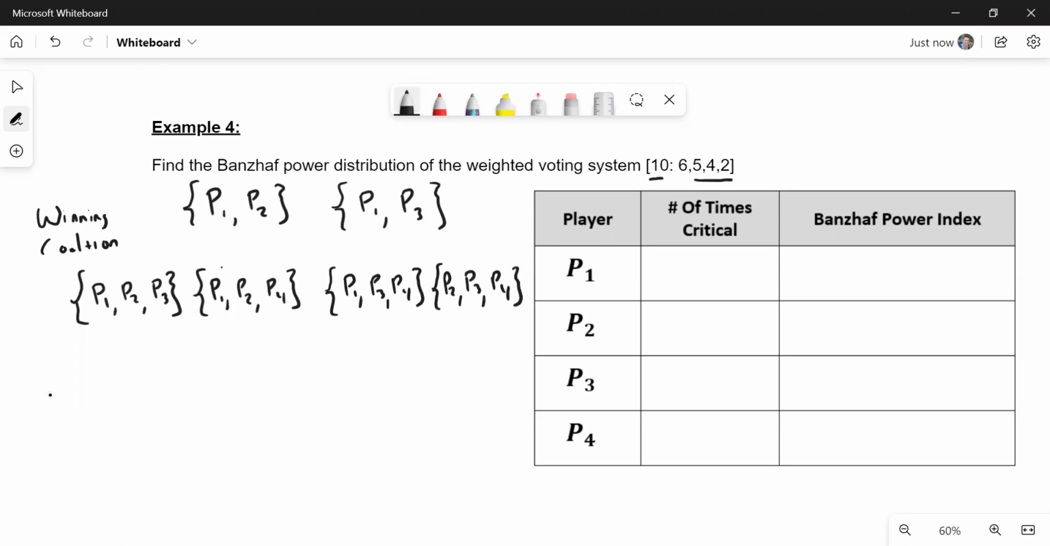You'll notice that I'm listing the players in ascending order, right? I'm always putting the numbers in order. This helps you keep track of the winning coalitions and make sure you don't repeat any.